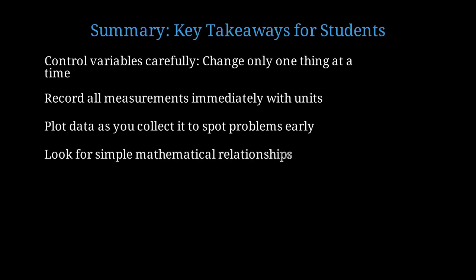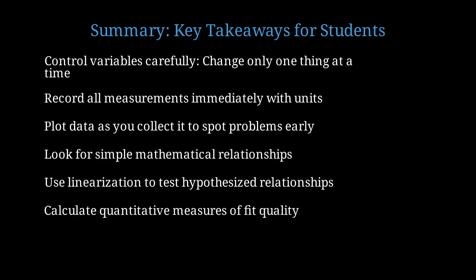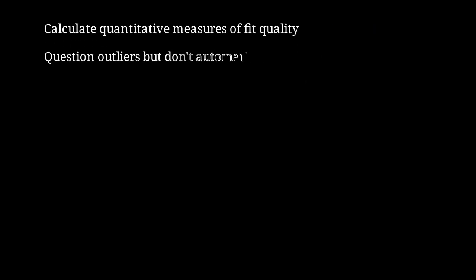4. Look for simple mathematical relationships. Nature often follows simple patterns. Try direct proportionality, inverse proportionality, and quadratic relationships first. 5. Use linearization to test hypothesized relationships. Straight lines are easy to recognize and fit. 6. Calculate quantitative measures of fit quality like standard deviation and residuals. Don't just eyeball it. 7. Question outliers, but investigate them rather than automatically discarding them. They might be telling you something important.